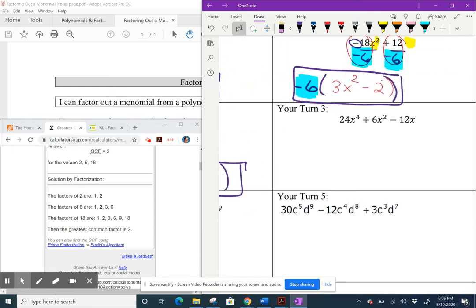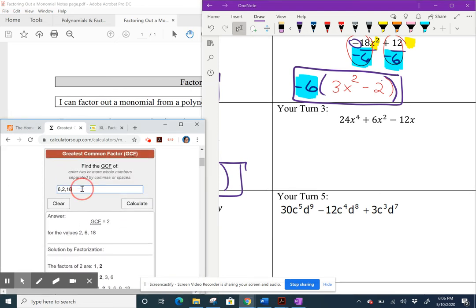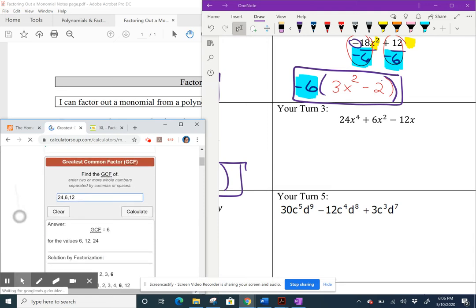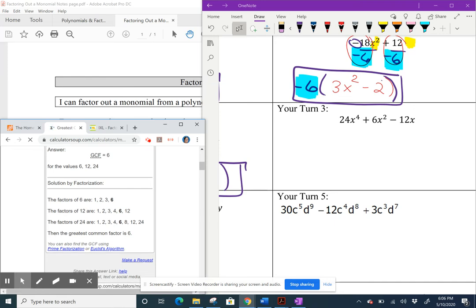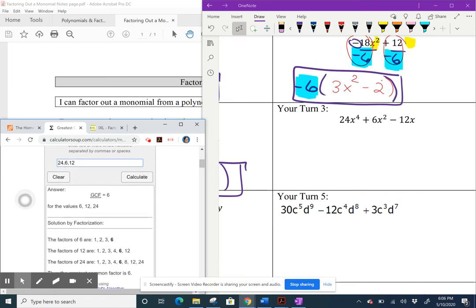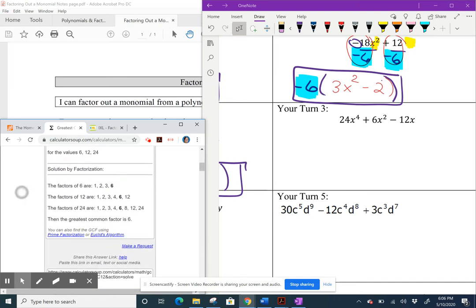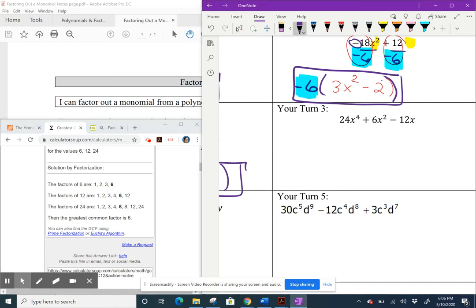All right, please pause it. Try your turn number 3 on your own. All right, let's see if you're correct. Now we have 3 terms. Let's look at the numbers. Now we have 24, we have 6, and remember this does not do negatives, and 12. So the greatest common factor that this website says is 6.